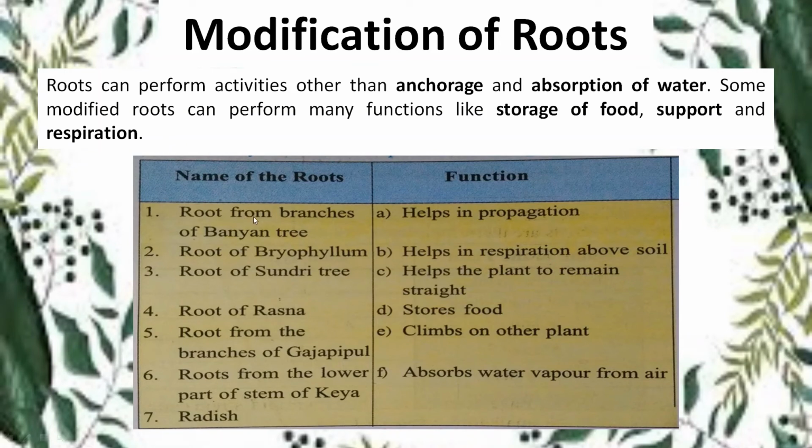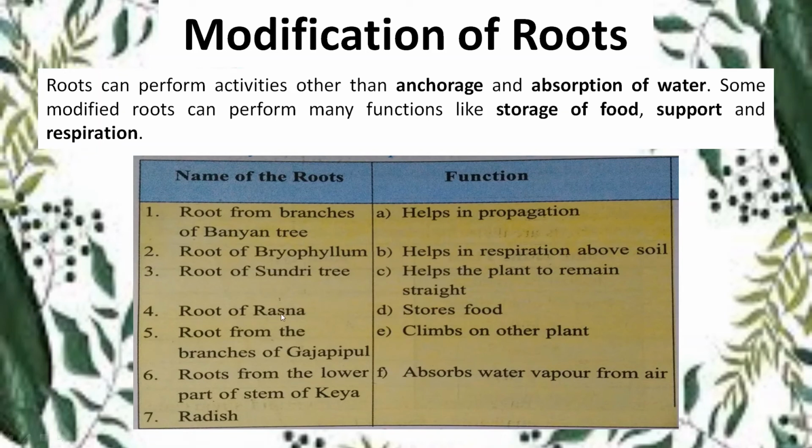See, roots from branches of banyan tree. You have seen the hanging roots? They help in propagation. Propagation means movement, right? Locomotion, propagation. Roots of Bryophyllum help in respiration above the soil. Roots of Sundari tree help the plant to remain straight.